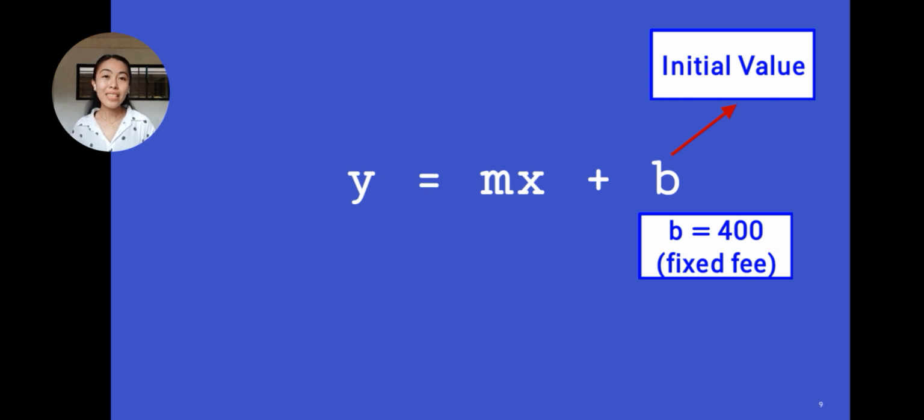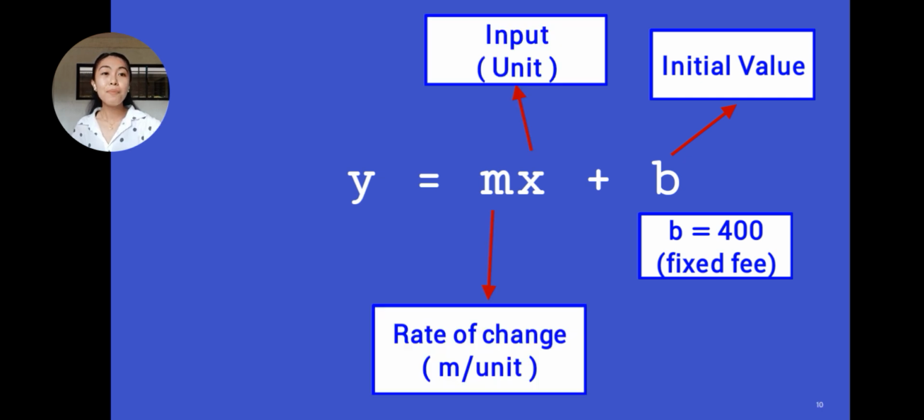To begin, let's explore what each variable in the linear function represents in real life. Let's start with b, which in real life is the initial value. In our example a while back, our b is equal to 400 because it is the fixed fee. Next we have m and x.